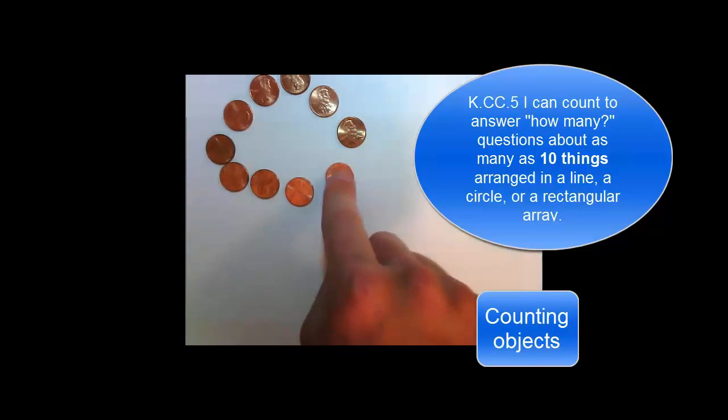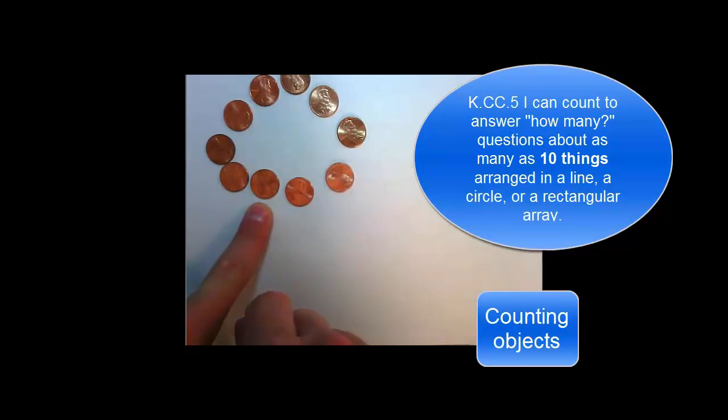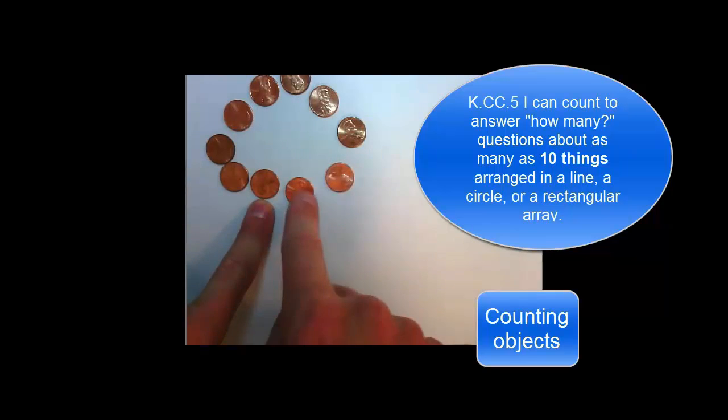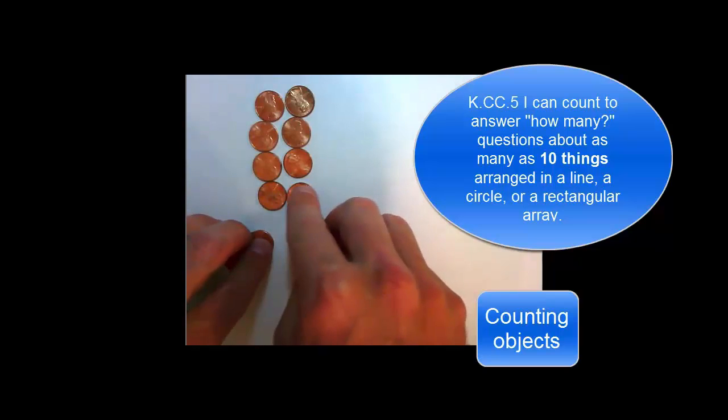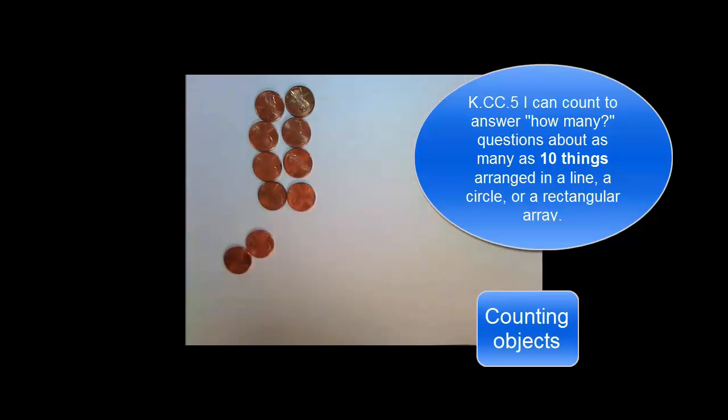Students should also be able to set up as much as 10 objects in a circle. In this example, they would count at any starting place, and it's a good idea to hold that place. 1, 2, 3, 4, 5, 6, 7, 8, 9, 10. And finally, an array of objects. Students should be able to count as well. 1, 2, 3, 4, 5, 6, 7, 8.